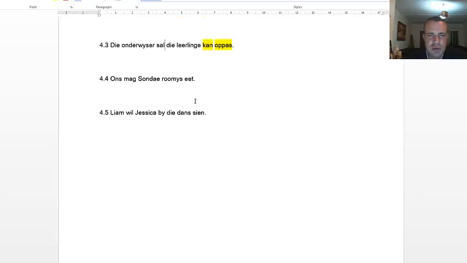Ons mag Sondag roomys eet. We're allowed to eat ice cream on Sundays. We see mag, oh, it's a helping verb. What is it helping? It's helping the other verb at the end. What do we do with it? We move it as far as we can until it bumps onto eet. Verb cannot jump a verb. In its place, we put a sal.